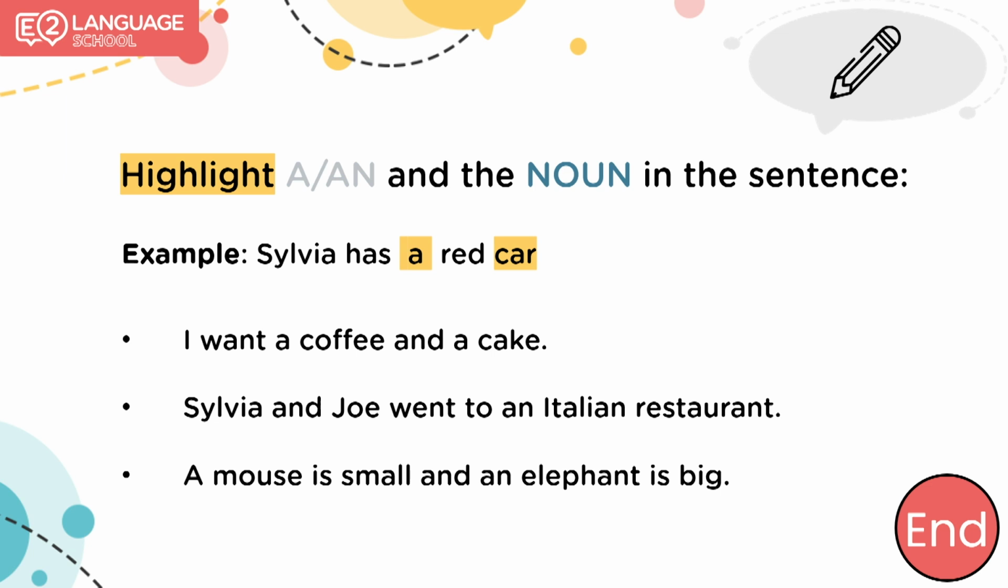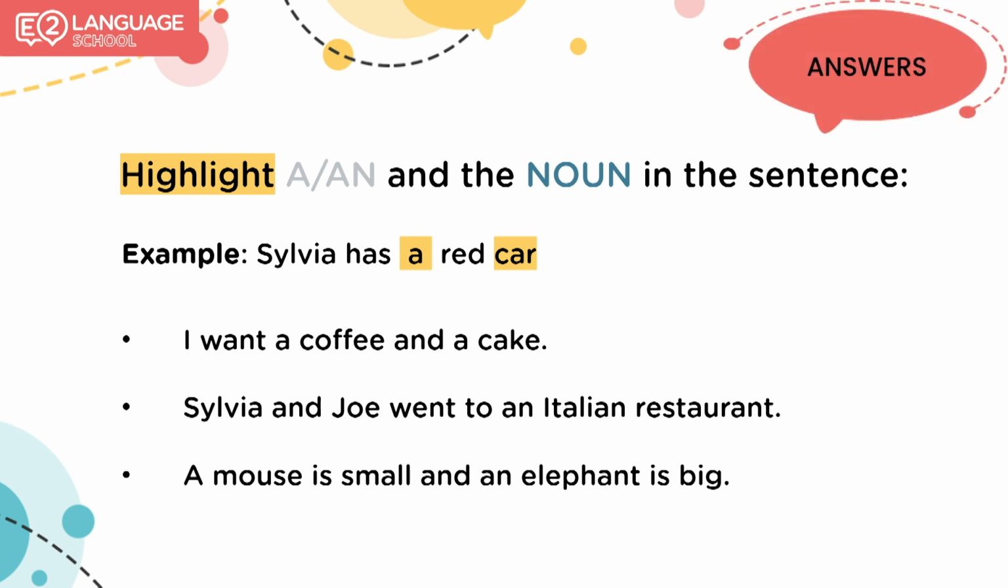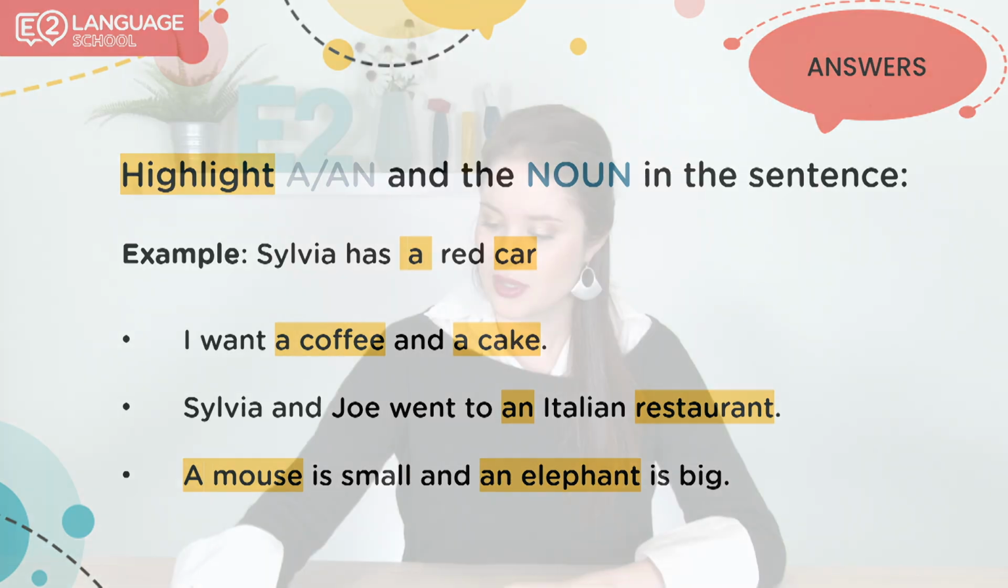Okay, everyone, time is up. Here are the answers. A coffee, a cake. I want a coffee and a cake. An Italian restaurant. So Sylvia and Joe went to an Italian restaurant. A mouse, an elephant. Now, when we have an and elephant, this is an example, we join these words together. So we have an elephant.